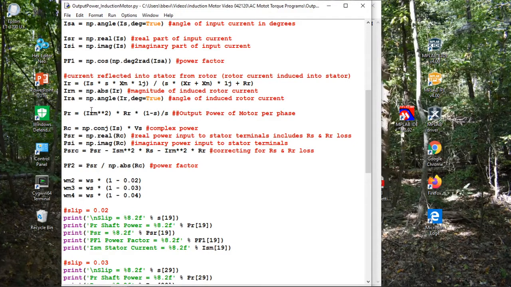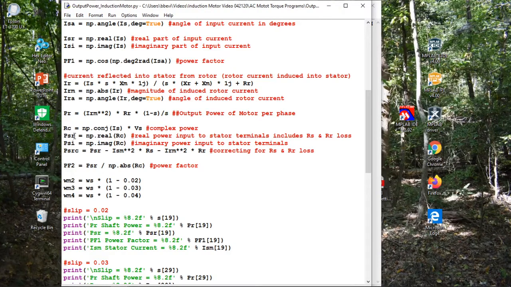Okay, and here what I'm saying is RC. Here's another way to do it. I'm saying RC is the conjugate of IS times VS, complex power. And remember, we said that the real part of this is going to be the real power, and the imaginary part is going to be the volt amperes reactive. Doing this is the easy way to do it.